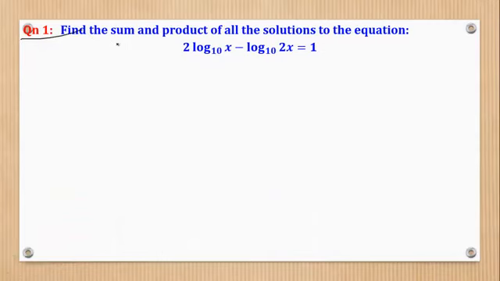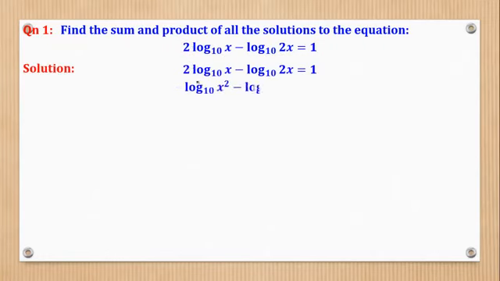So question 1 says, find the sum and product of all the solutions to the equation. The good thing, all of them are to the same base, but there's something funny. Do you see this? There is a 2 here. Therefore, before you combine the logarithm, you have to first take the 2 away. So when this 2 goes back here, it becomes x squared. Now here there is nothing, also here it is nothing.